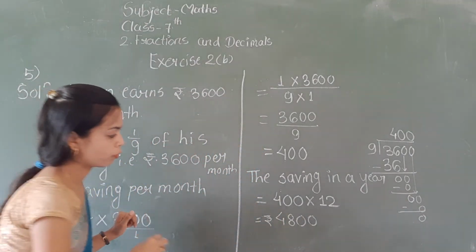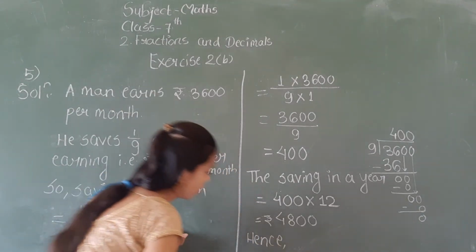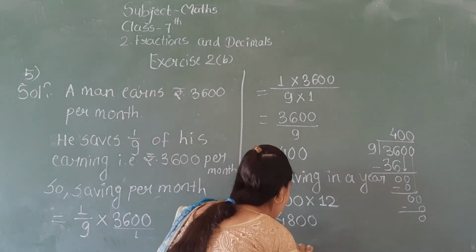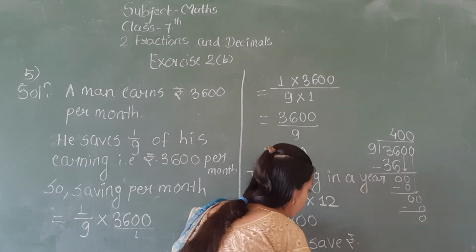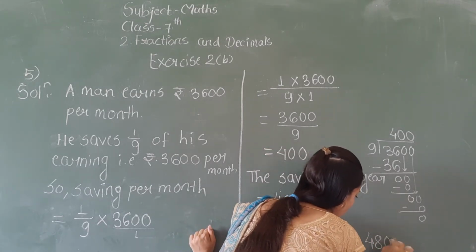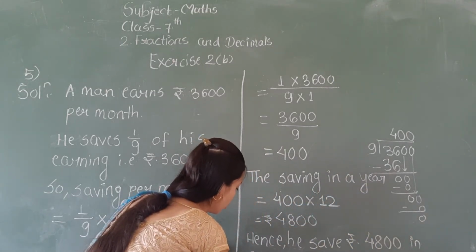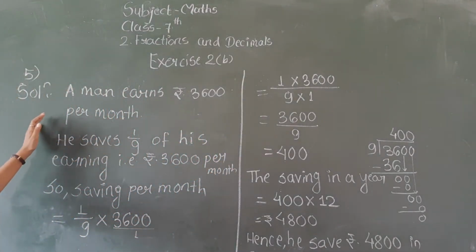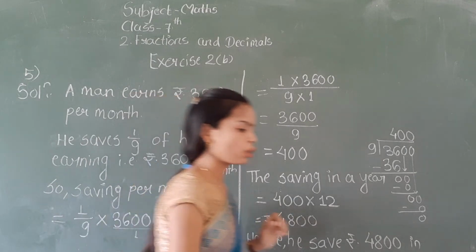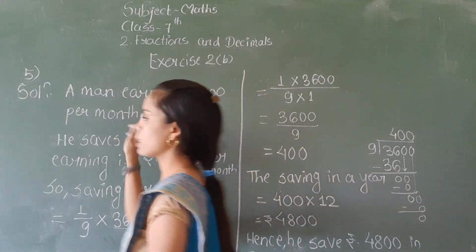Hence he saved rupees 4800 in a year. Okay, so what is given in the question? There is given, a man earns ₹3600 per month.